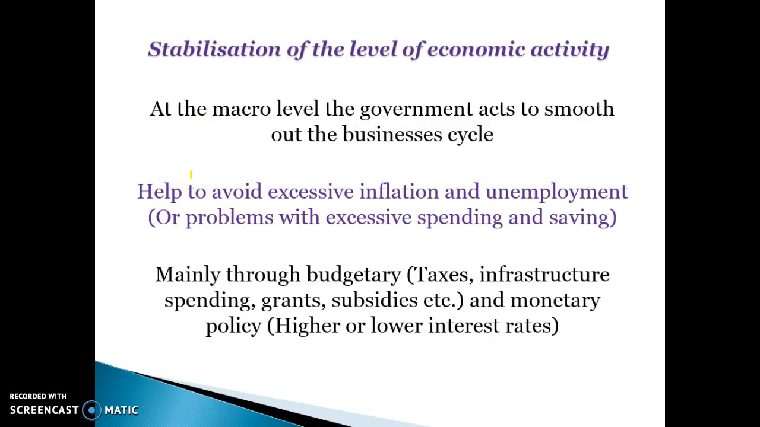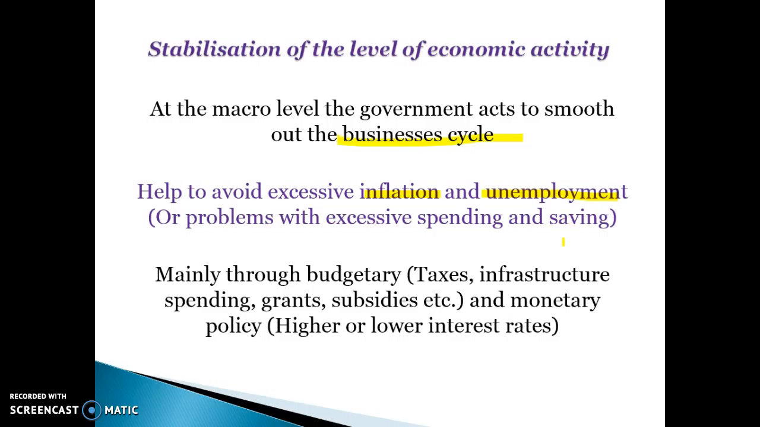And finally, and we'll learn about this more in macroeconomics, the government also acts to smooth out the business cycle, so to prevent massive peaks or massive troughs in the business cycle. That helps to avoid excessive inflation and unemployment. So it helps to avoid situations where we have too much spending and prices go up too much, or where there's not enough spending and people can't get a job.